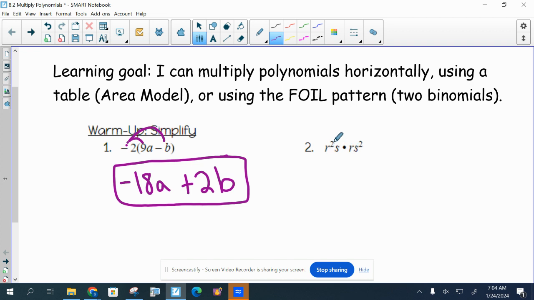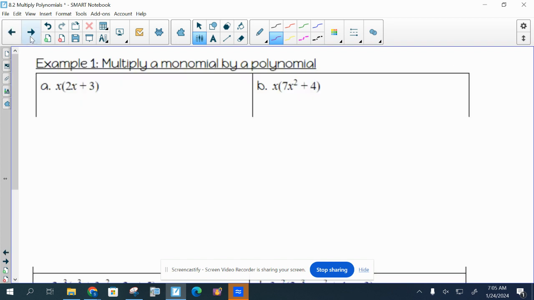So you can add the 2 here and the 1 here to get r cubed, and then s and s squared to get s cubed. So r cubed s cubed would be the answer. Once again, if you have multiple variables in one term, you want to write it in alphabetical order. So r comes before s. So that's how this first set is set up.